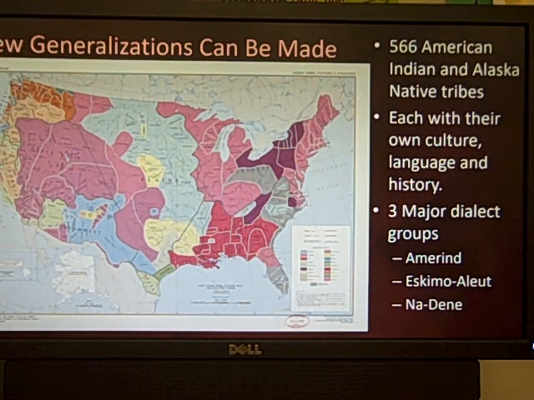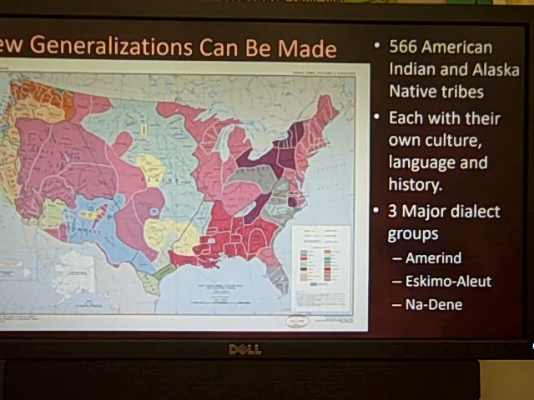As we break this down, we're going to cover regionally the eastern woodlands, the southeast, the plains, the southwest, and then the northwest. We'll cover those five areas geographically. We'll cover a handful of tribes within those different regions, trying to understand some of those subtle differences that existed between those tribes.